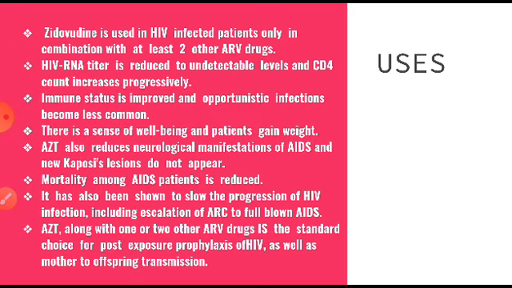As I told you, the HIV virus attacks the CD4 cells, and CD4 cells are those cells which are responsible for the immune system of the body. So when the immune system goes down, a lot of other infections come in, and a patient gets infected even by very minute bacteria and viruses. Immune status is improved and opportunistic infections become less common, because when the CD4 cells are protected, of course the body will fight against the normal infections.